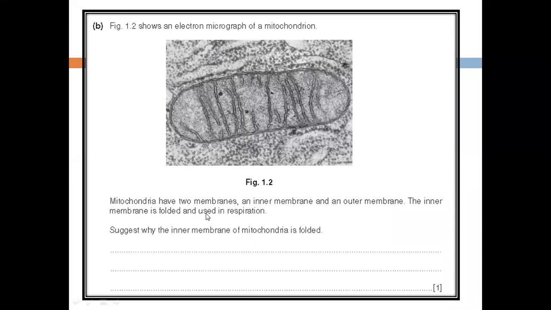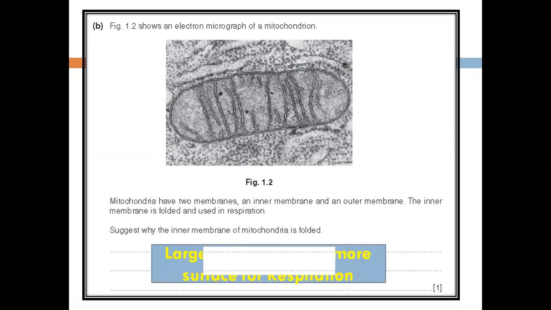Different enzymes used in the process of respiration work here, so it increases the surface area for that process. And we know respiration is the process through which any organism produces energy, right? So if it's more folded, there is more surface area, which means more enzymatic work, more area for the process of respiration. Large surface area, so more surface for respiration.